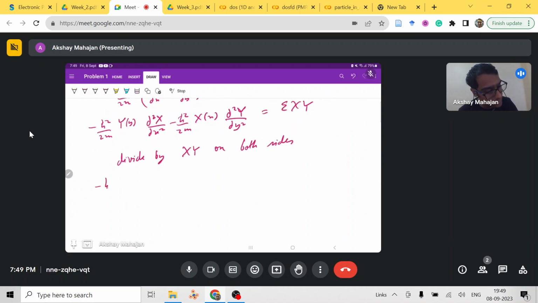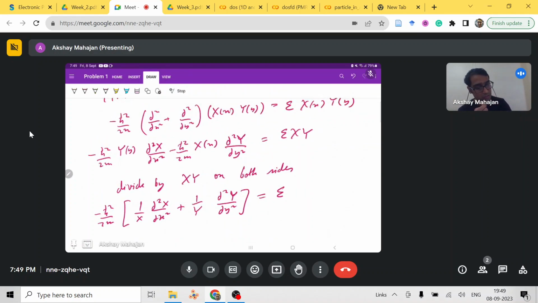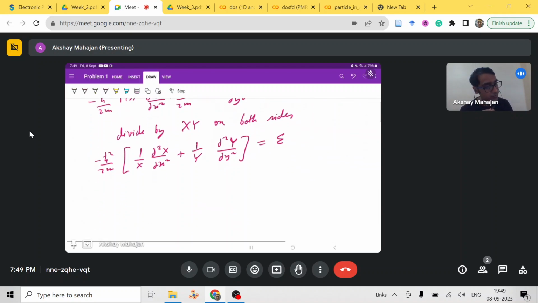So I will take minus ħ² by 2m common: 1 by X, del square X by del x square, plus 1 by Y, del square Y by del y square, equals epsilon. I guess this is clear. You just divide by XY, Y will cancel out, and you will have just X here, and Y here.